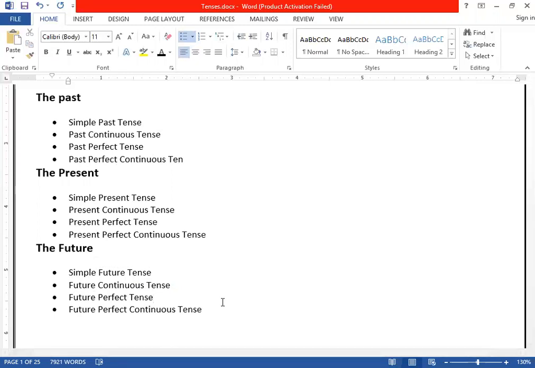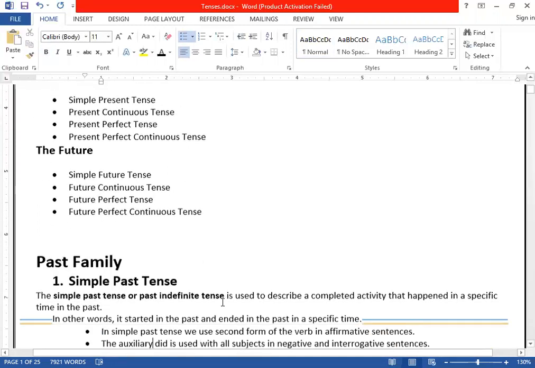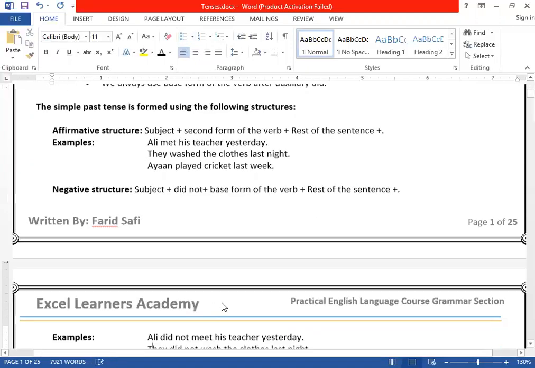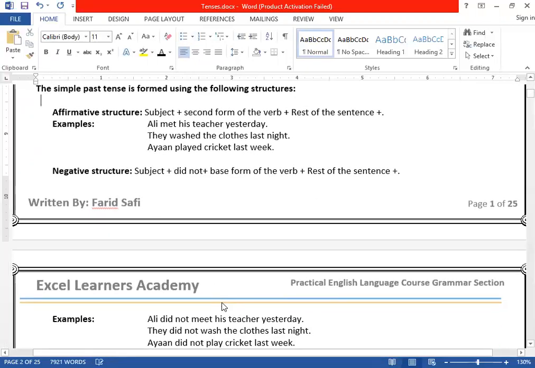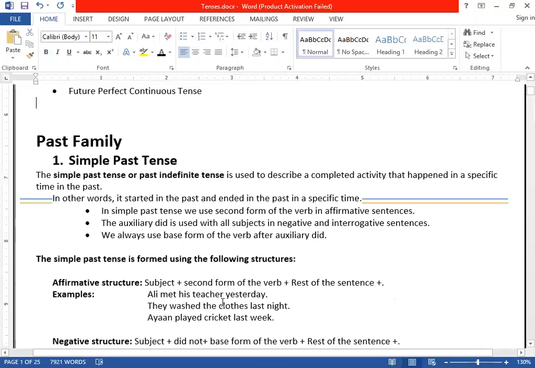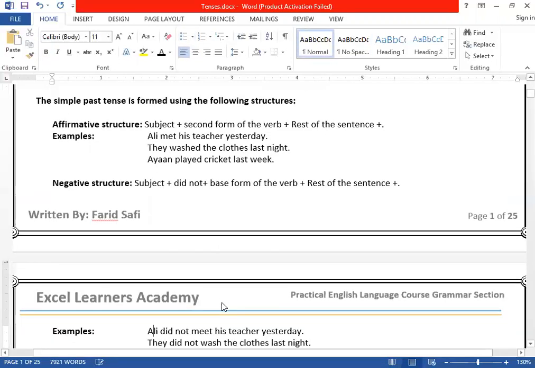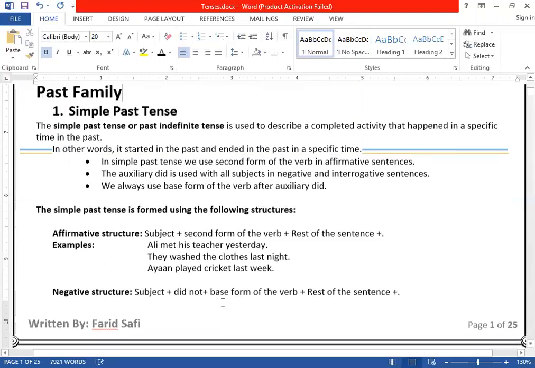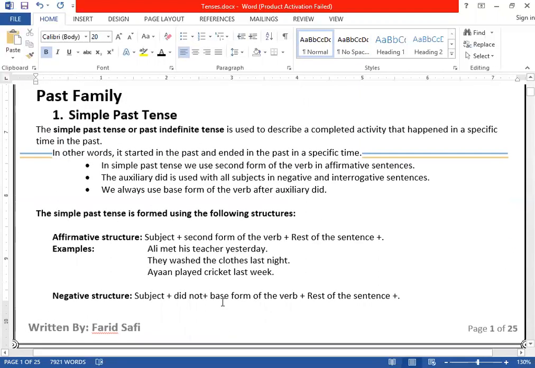Now we will start talking about them one by one. Get it? We will talk about the first one, that is simple past. The first family we are going to talk about is the past family. In the past family, the first one is called which tense? That is simple past tense. So let's talk about simple past tense. What is simple past tense, and when do we use it?